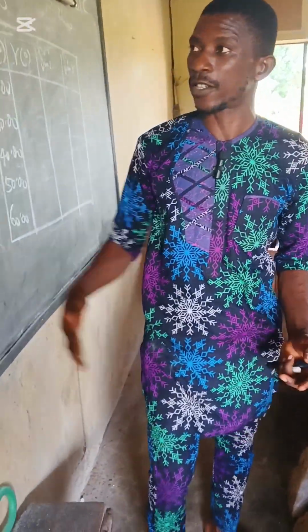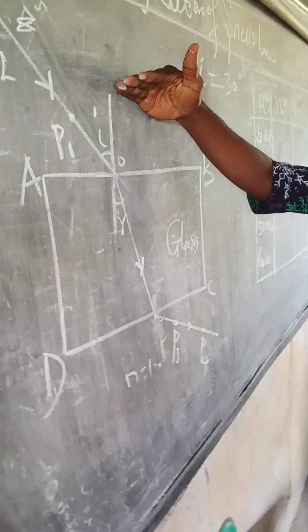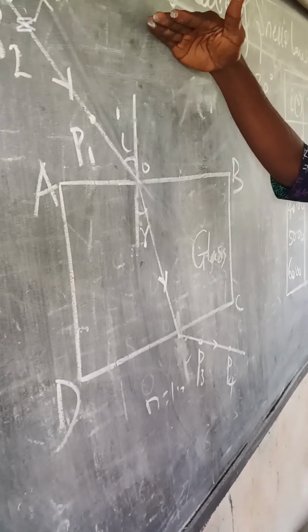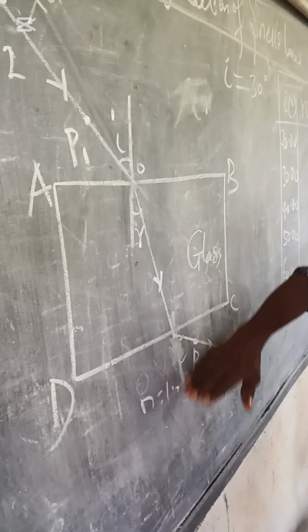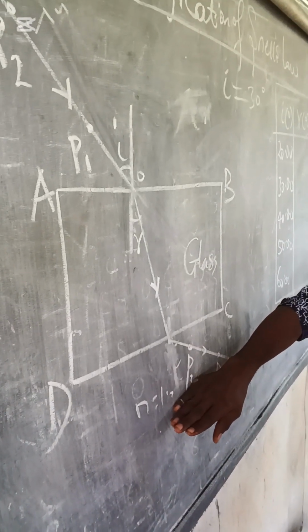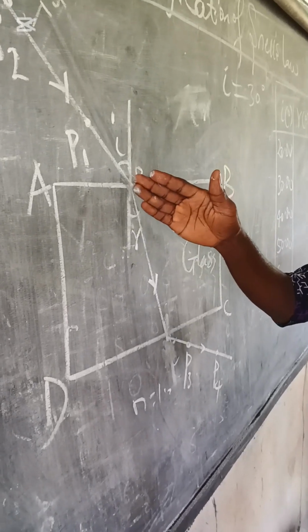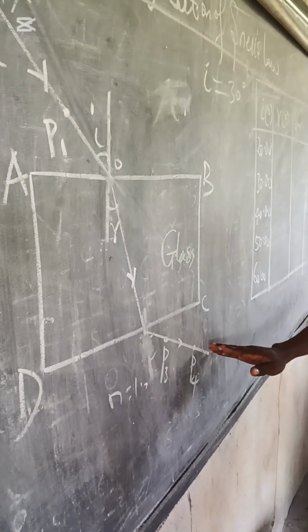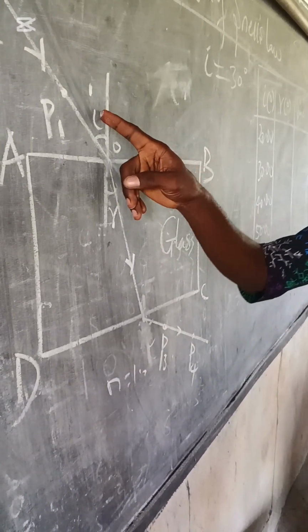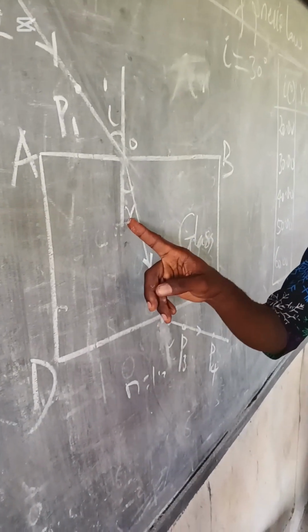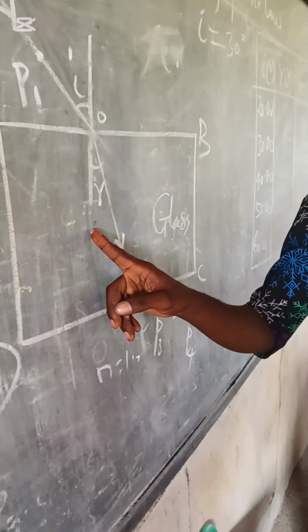Do you get it? Now, as you can see, this is the diagram for the experiment. This place is the air medium. This is the glass medium. This is also the air medium. Now, this is the incident ray. This one is the refracted ray. This is the emergent ray. This i here is the angle of incidence. This r is the angle of refraction. But this line is called the normal.